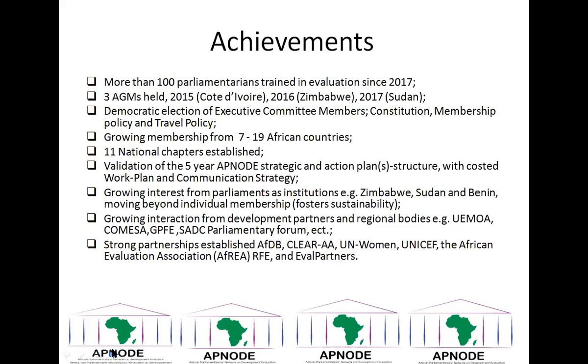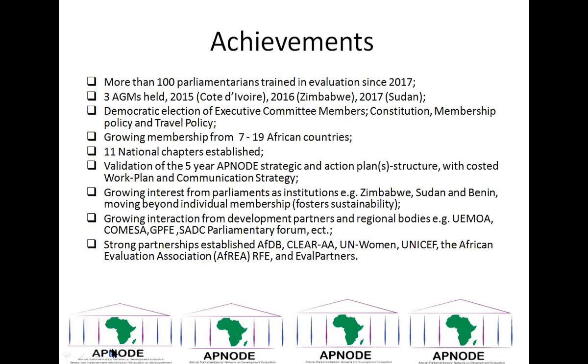Parliamentarians were also trained on the use of evaluation to be champions of national evaluation by creating an enabling environment for evaluation capacity development in their respective countries, and on the use of evidence-based evaluation in their decision-making processes. In addition, workshops such as the role of stakeholders in evaluation have enabled parliaments and parliamentarians to work with various stakeholders, such as evaluators, VOPEs, civil society and donors, in order to influence evaluation at the national level.